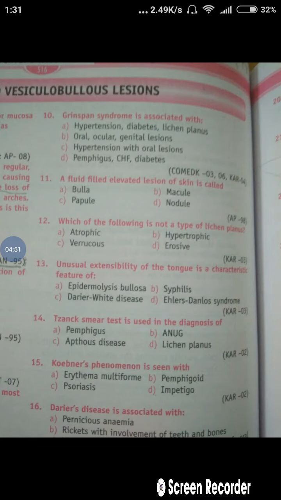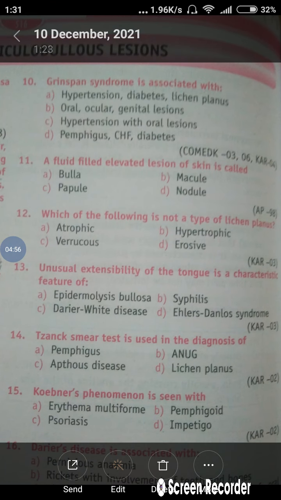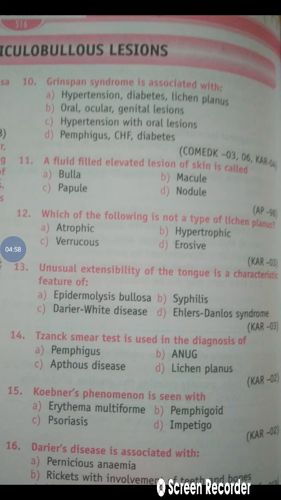Viral infection, for example, herpes zoster infection. Herpes zoster is a viral infection, and it is responsible for pemphigus infections. That's why option A is correct, that is pemphigus, because pemphigus is related to viral infections. Now talking about question number 15, Koebner phenomenon.